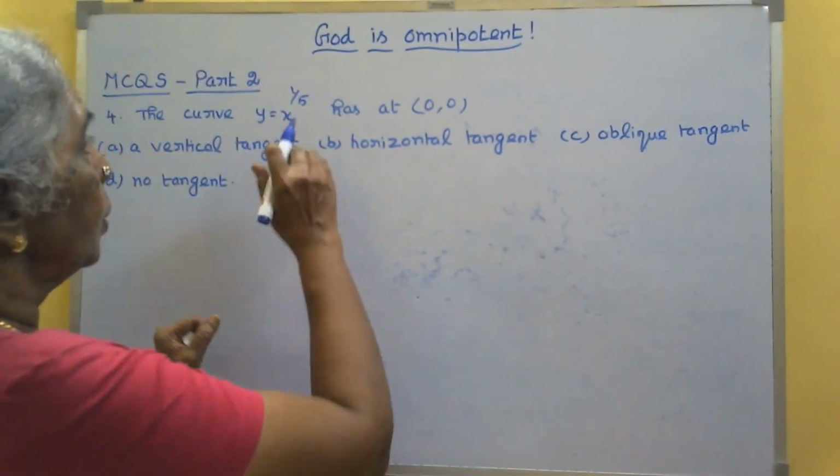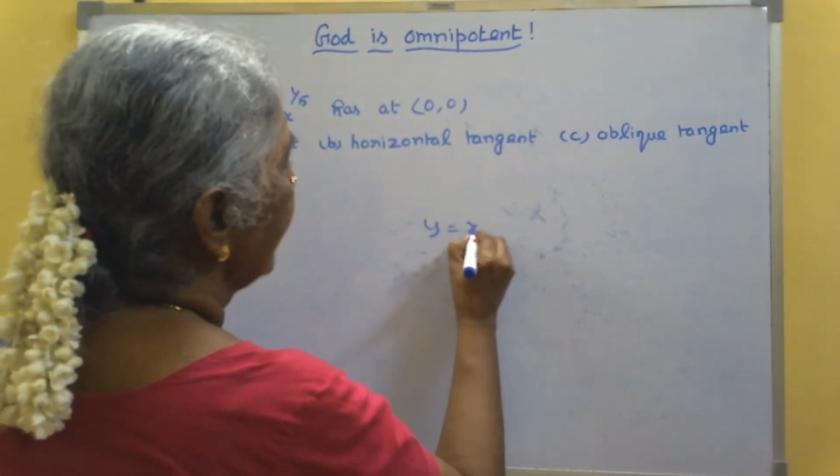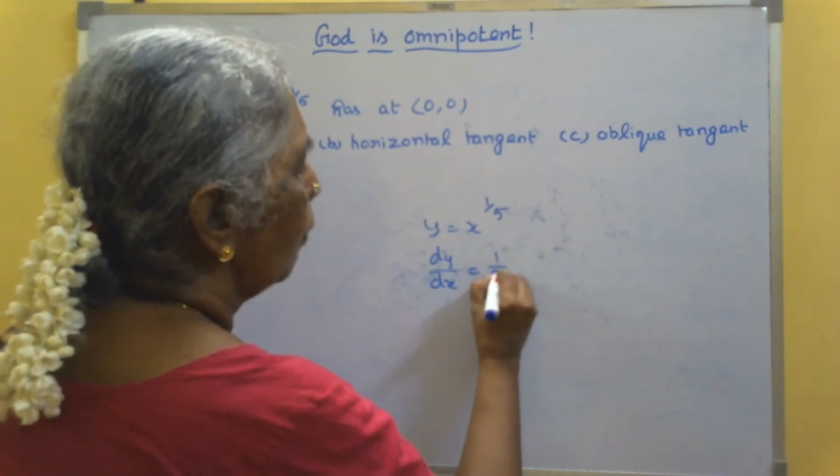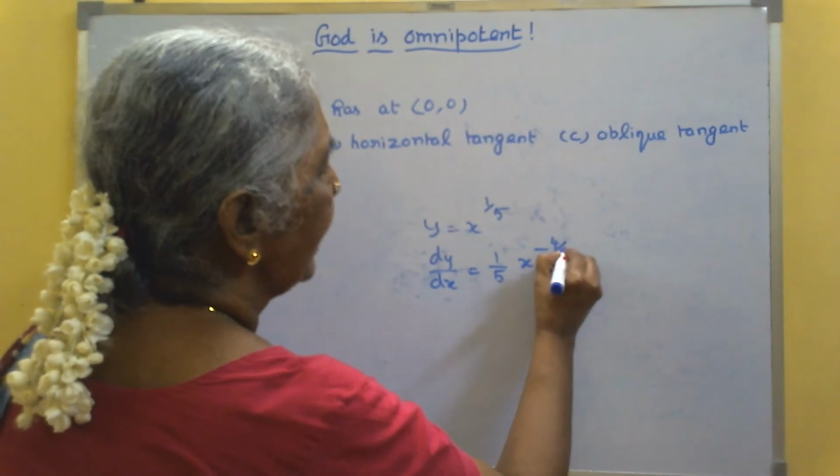So now your y is equal to x power 1 by 5. So now dy by dx will be 1 by 5 x power minus 4 by 5.